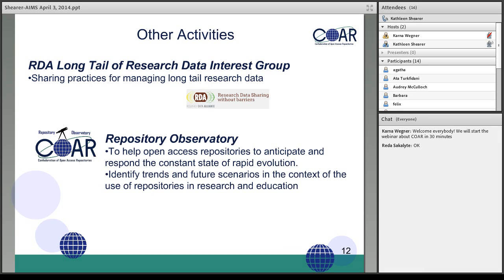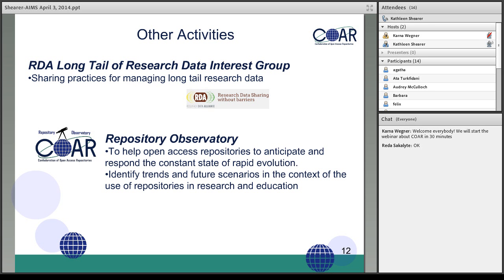And really what the group has been doing to date is sharing best practices for managing long-tail research data. We had a meeting in Dublin last week, and we looked at, I think, 14 different profiles for managing research data, some external services, some library services, some disciplinary services. So it was really interesting to see how these kinds of services are evolving.